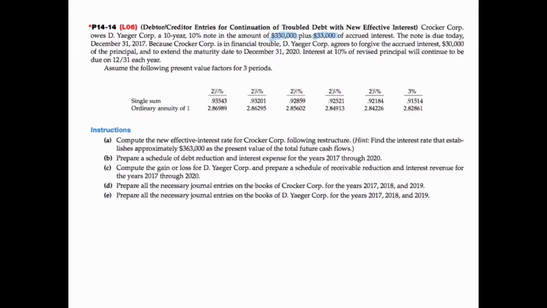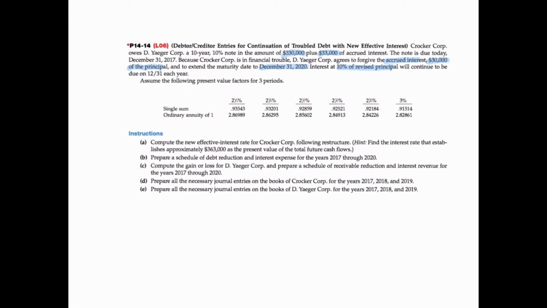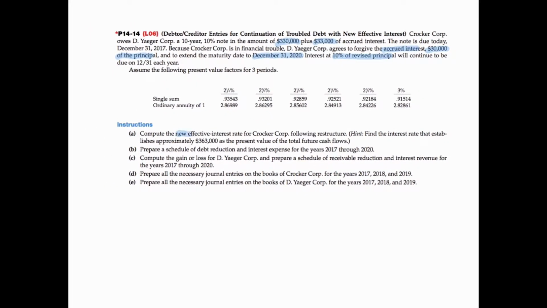Because Crocker Corporation is in financial trouble, Yeager agrees to forgive the $33,000 of accrued interest and $30,000 of the principal, and to extend the maturity to December 31, 2020. Interest at 10% of the revised principal will continue to be due on December 31st each year. So the instructions here are to compute the new effective interest rate for Crocker Corporation following the restructure, and find the interest rate that establishes approximately $363,000 as the present value of the total future cash flows.